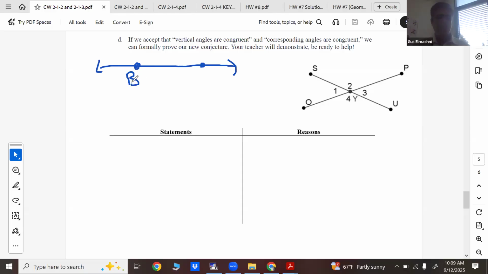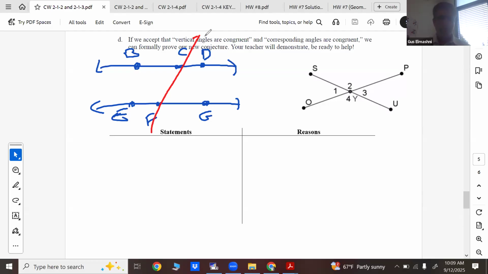So I'm recreating the diagram from the previous page. If you want to, you can, or you could just flip back and forth. So remember we have BD parallel to EG. We know this. That's an E, that's a G. Here's an F. Here's a C. Remember CF went through both lines. We'll do a red line for that. And we want to prove this.